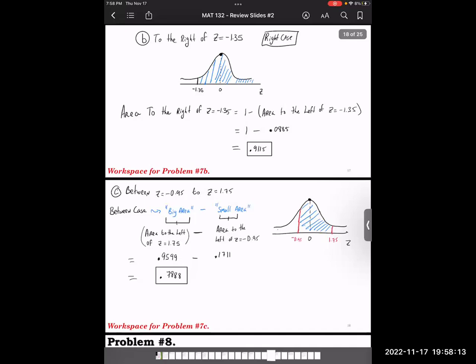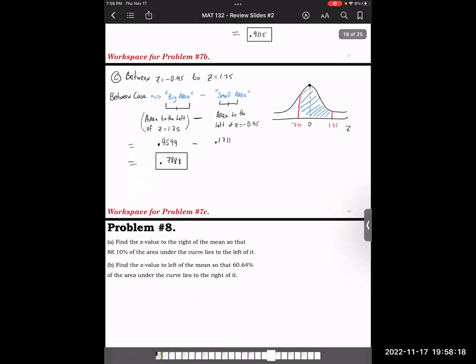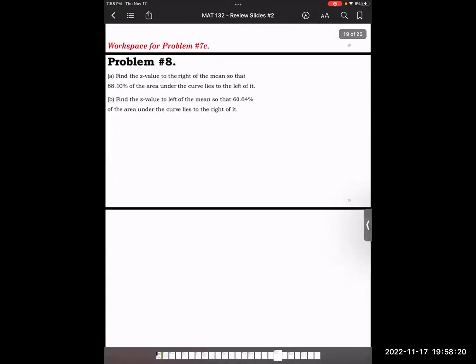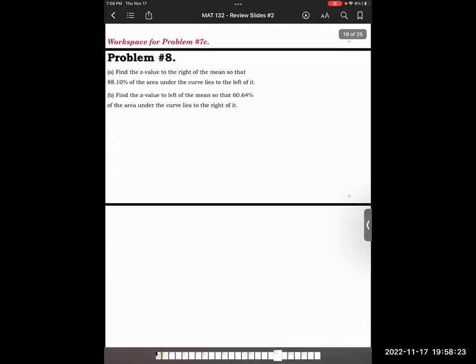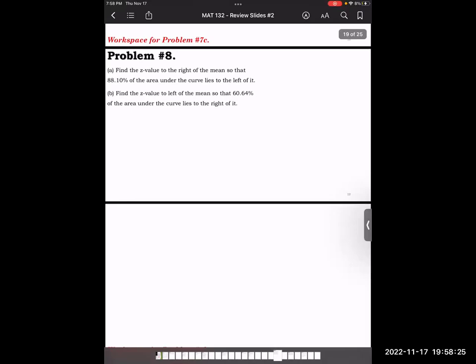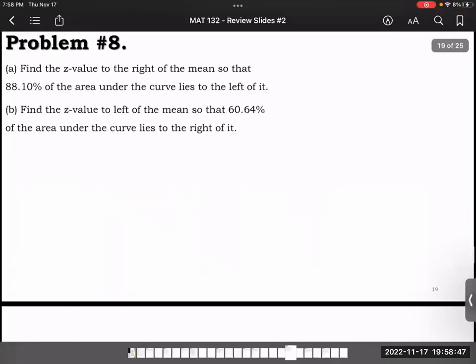All right, so this will give us only like 3 more problems to go. So problem 8 is now going backwards. It says find the z value to the right of the mean so that 88.10% of the area under the curve lies to the left of it. Part B states find the z value to the left of the mean so that 60.64% of the area under the curve lies to the right of it. Again, problem 8, you're going backwards.